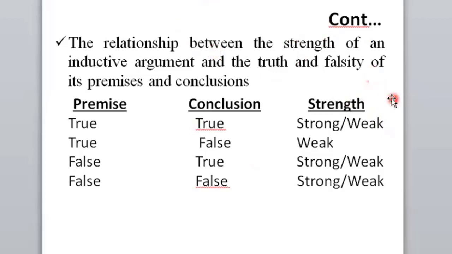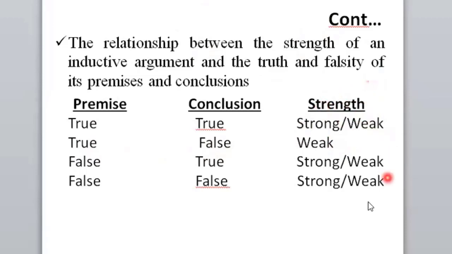The remaining thing is the same, except, look here, the second example, where we have true premises and a false conclusion, is always weak. It means the degree of probability is very low. So this is typically an example of a weak inductive argument.